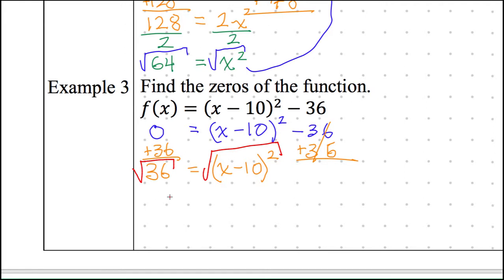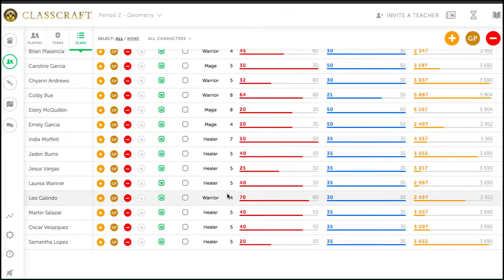And Ellery, what do we have on the left-hand side when we square root? You have half of that, right? You're missing the symbol that comes right in front of it. Oh, sorry, plus or minus 6. There it is. Plus or minus 6 is equal to x minus 10. Thank you, Ellery.